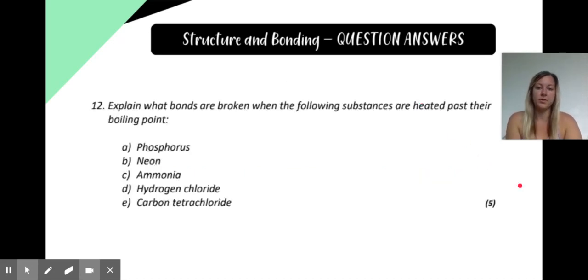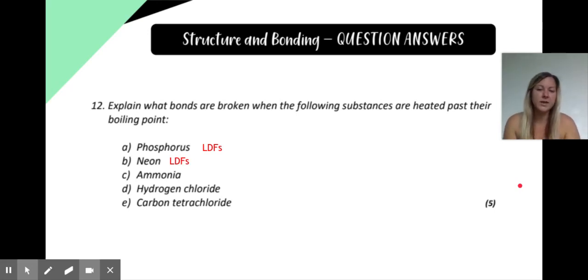12. Explain which bonds are broken when the following substances are heated past their boiling point. So we're having a think about which intermolecular forces these substances are going to be held together by. Now, phosphorus atoms are going to be held together by London dispersion forces. Why? Phosphorus bonded to phosphorus, we're not going to have any difference in electronegativity. It's a non-polar molecule, so that means it's always going to be LDFs. Neon is a monatomic element, which means, again, we're only going to see LDFs here. We've got no dipole, no polarity, nothing.